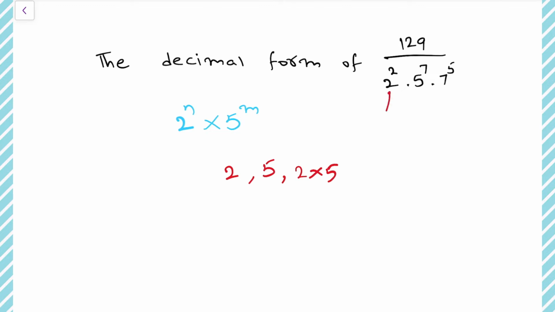2 square, okay, base 2 is there, which is necessary for us. 5 power 7, base 5, okay, which is necessary for us. But the third one is 7 power 5. Here 7 is not at all necessary for us. So this denominator is not in the form of 2 power n into 5 power m. So this is non-terminating repeating type of decimal.